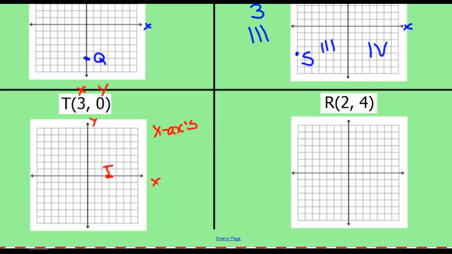And the last one we have is (2, 4). Remember, our x comes first, then our y. So we have an x-axis and a y-axis. So we go over 1, 2, and up 1, 2, 3, 4. That is point R.